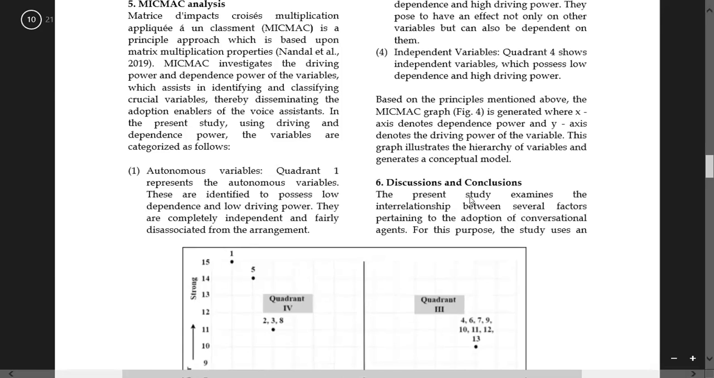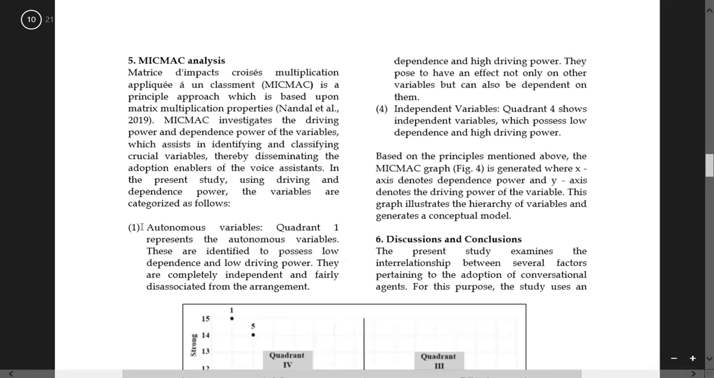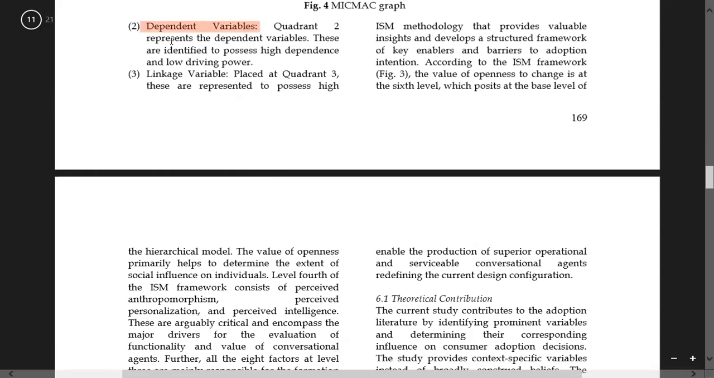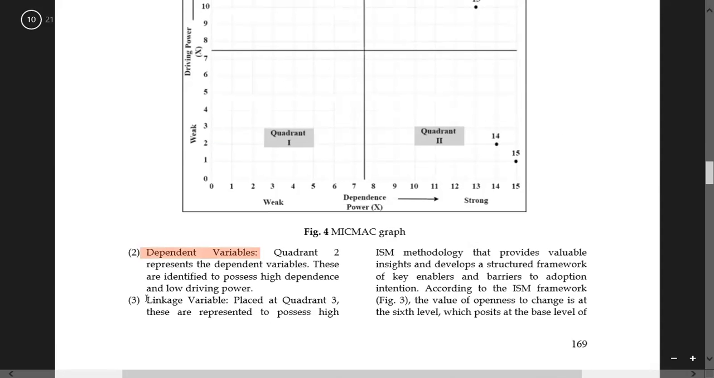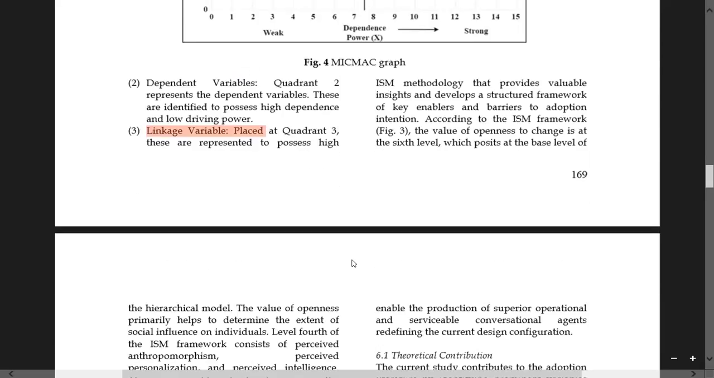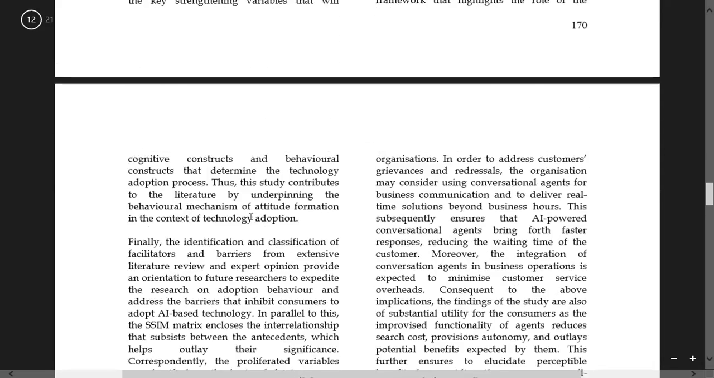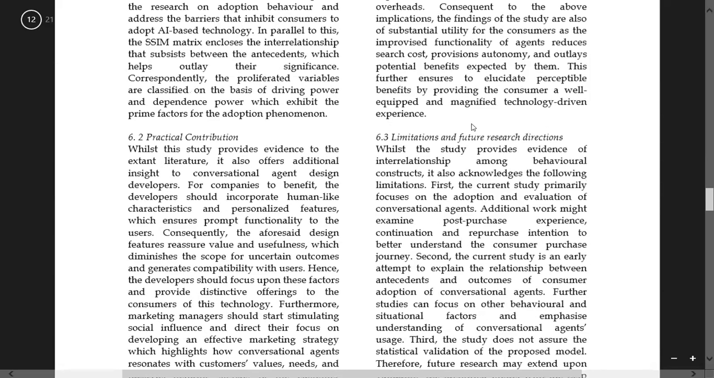So this is a case where she has written that the first is the autonomous variable, the fourth quadrant is the independent variable, the second quadrant is the dependent variable, the lower one, and the third is the linkage variable. Linkage variables are the ones which get things going. Then she has written the theoretical contribution, how it can be used, practical contribution, etc.